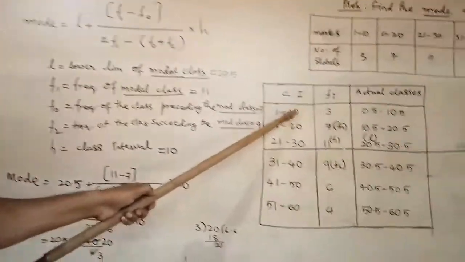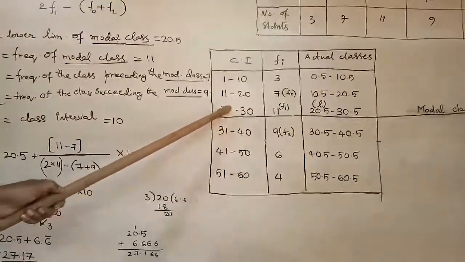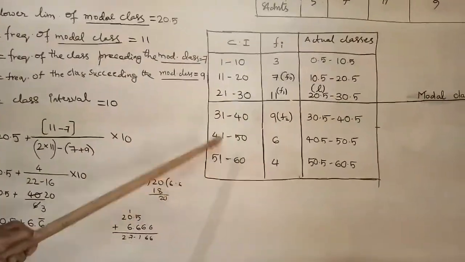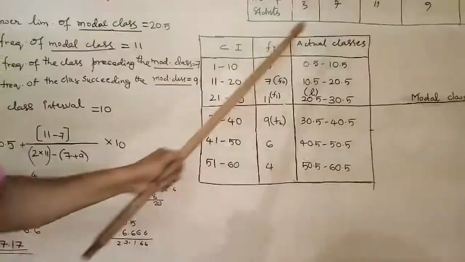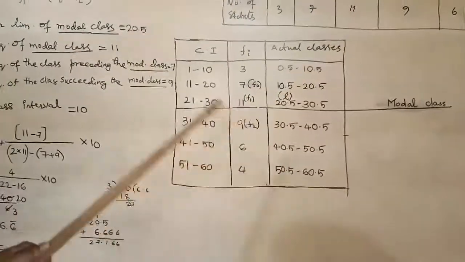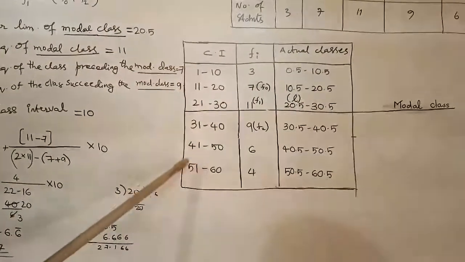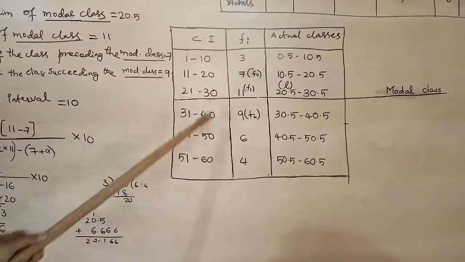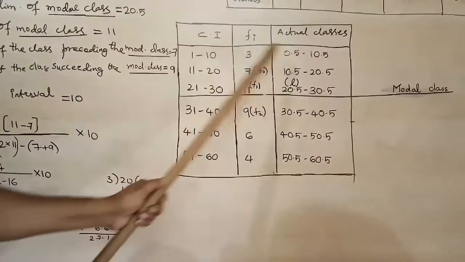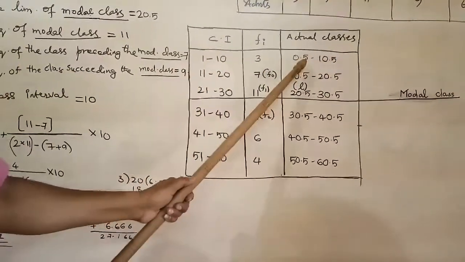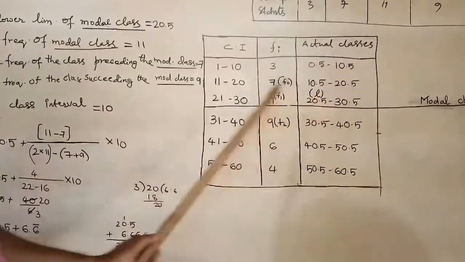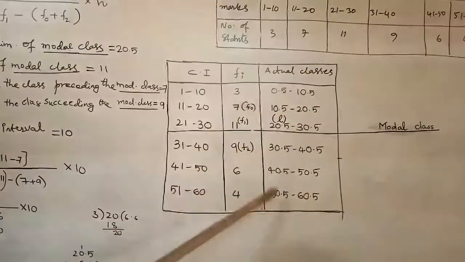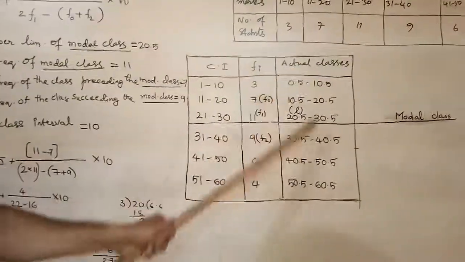But here the classes are unequal, meaning they are discontinuous classes. Make these discontinuous classes continuous. To make them continuous, subtract 0.5 from the lower limits and add 0.5 to the upper limits. Here 10 is there, 0.5 added; 11 is there, 0.5 subtracted; 20 is there, 0.5 added. For the upper limits 0.5 is added, and for the lower limits 0.5 is subtracted. Like that we got the actual classes.